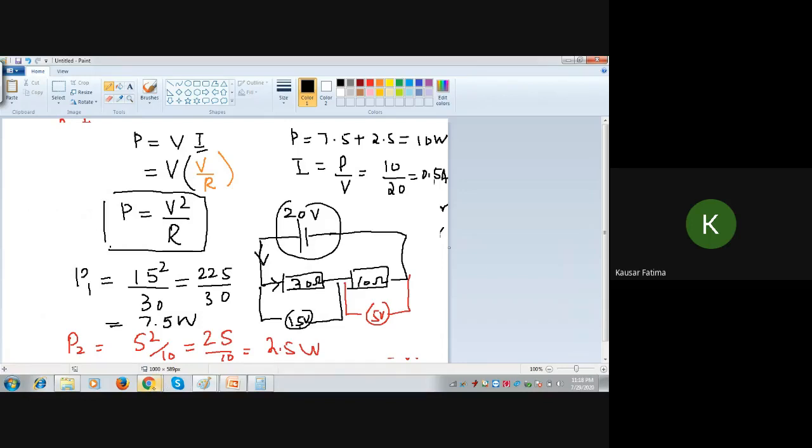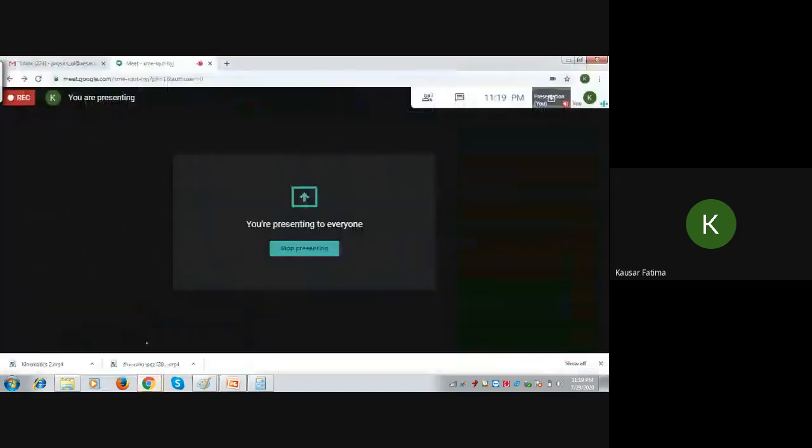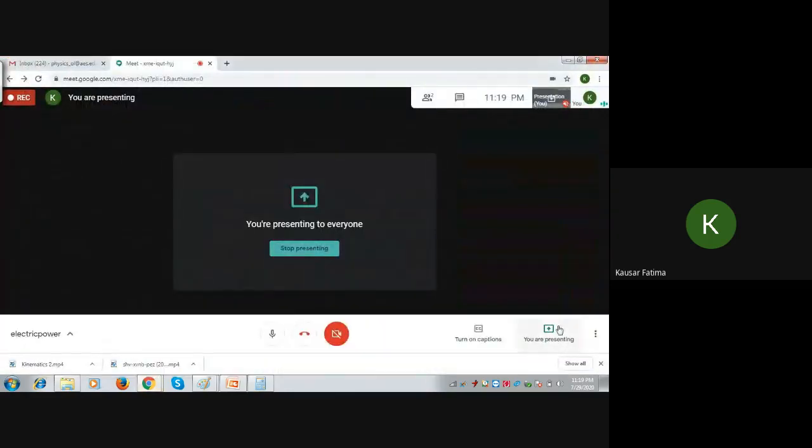And of course we will do some more practice in the class, and we will inshallah have fun with this. Okay, so Allah Hafiz. Remember all these three formulas of power: P is equal to VI, and P is equal to I square R, and V square over R.